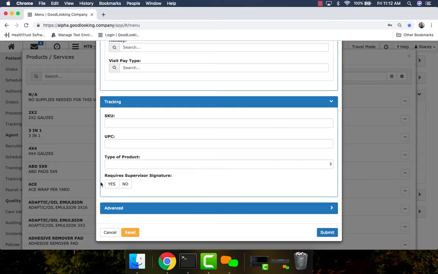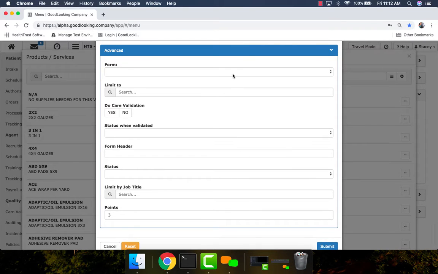Tracking, the main thing you'll need to worry about here is whether each of these visits requires a supervisor signature or not. This is primarily for our therapy companies. When you have a COTA or a PTA that has a requirement that their supervisor co-signs those notes, this allows us to send that note to the supervisor before it goes to billing.